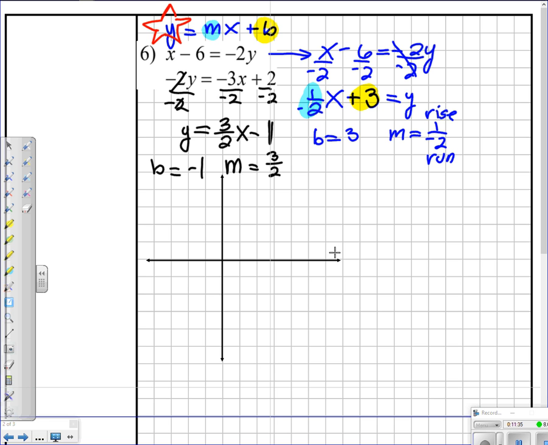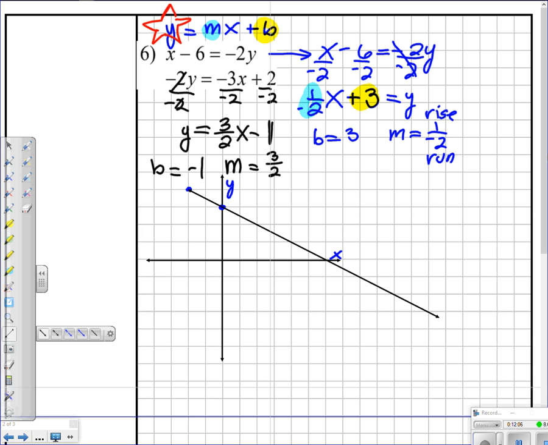Now, to get ready for graphing, put in the x and y axis. Remember, this is the x and this is the y axis. Let's do this first. Y-intercept is 3. On the y-axis, find 3. 3 will be right here. Then my rise is positive 1, so go up 1, and my run is negative 2. Because it's negative, you go to the left. So up 1, 2 to the left. Draw a line between those 2 points, and that'll be the answer.